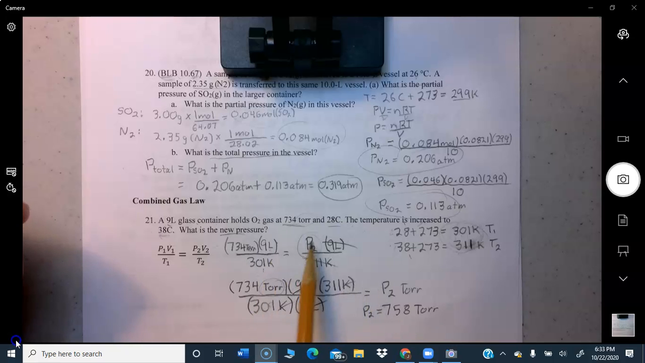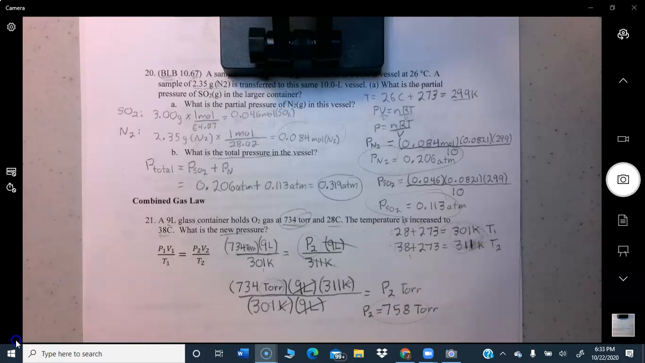So the pressure therefore went from 734 up to 758. Okay, so the molecules are moving faster. They're hitting the sides more often and creating higher pressure.